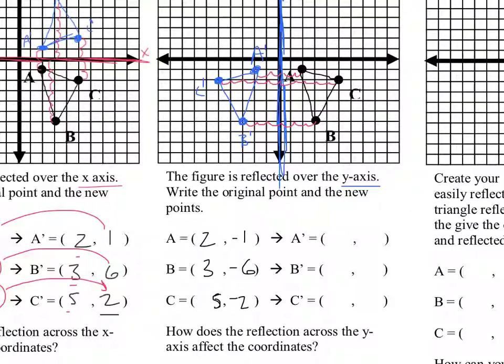Okay. And now, what are my coordinates for A prime? Nina? -2, -1. Coordinates for B prime? Brandon? -3, -6. And coordinates for C prime? Dahlia? -5, -2. Turn and tell your partner, what changes happen to our coordinates?